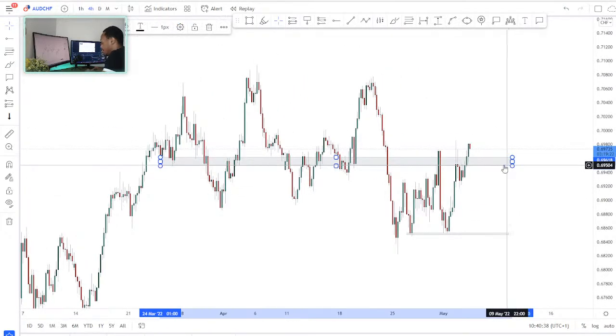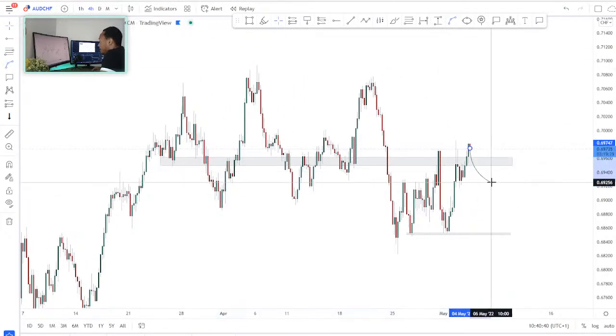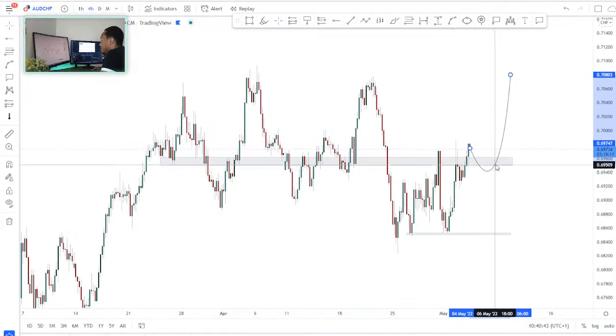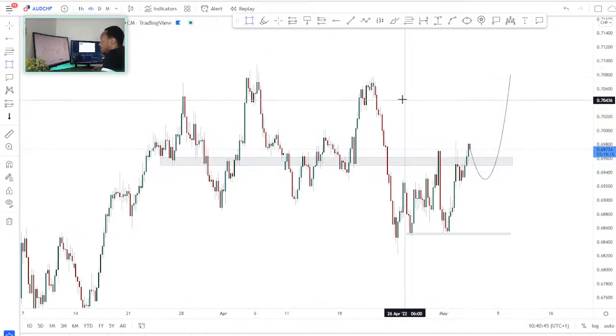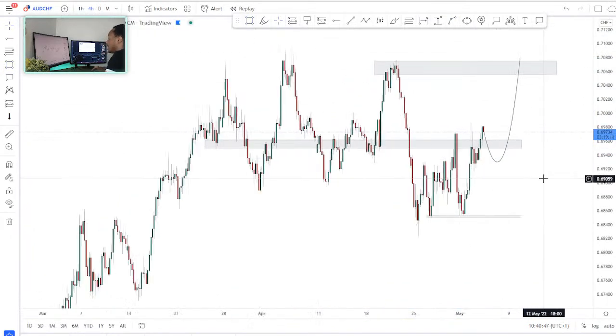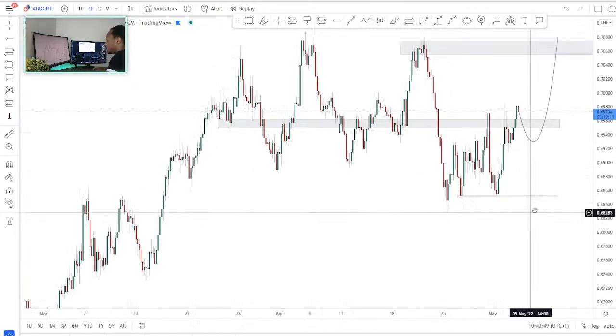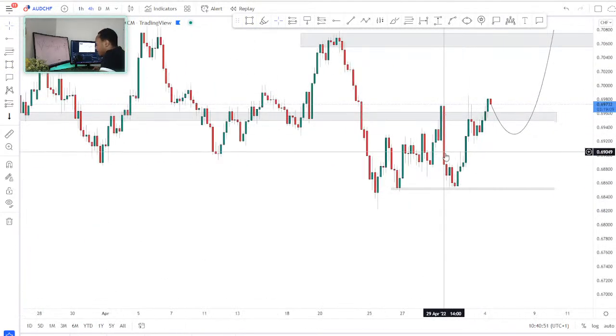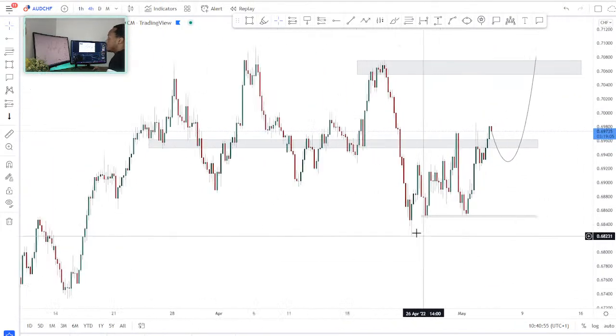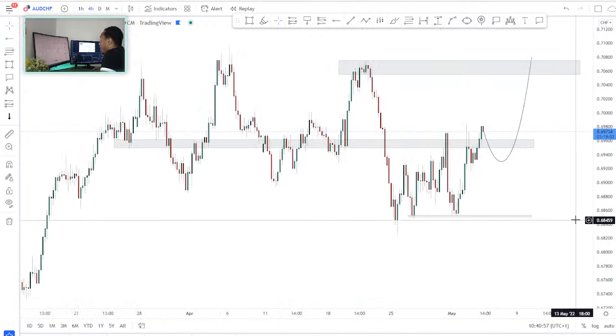So if this can maintain, I would not be surprised if AUD CHF actually climbs a lot higher, back into some areas up there. We tried to roll over. You can see this big bearish candle here. We tried to roll over, failed, momentum shifted back to the bulls. So I do think we can climb a lot higher for AUD CHF.